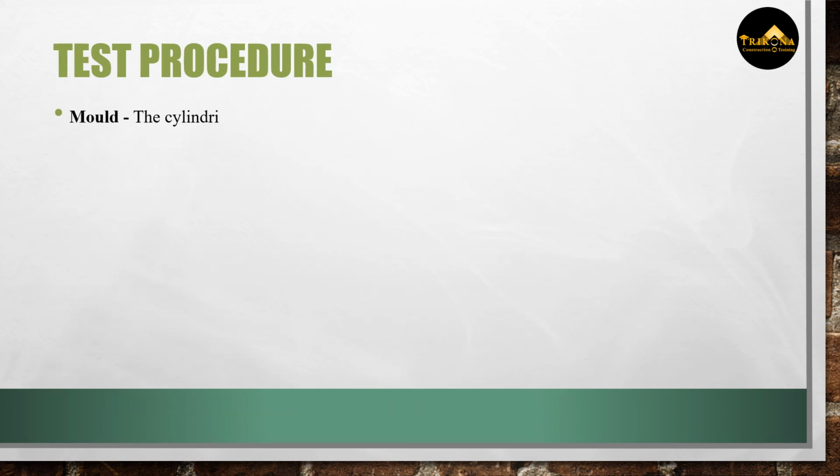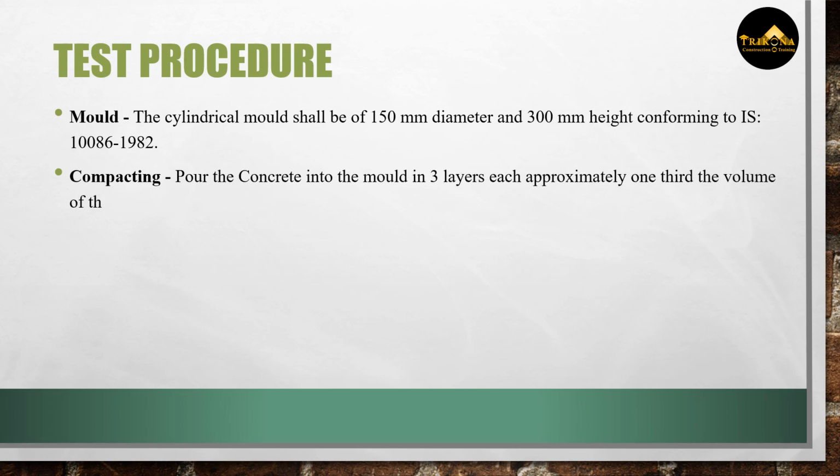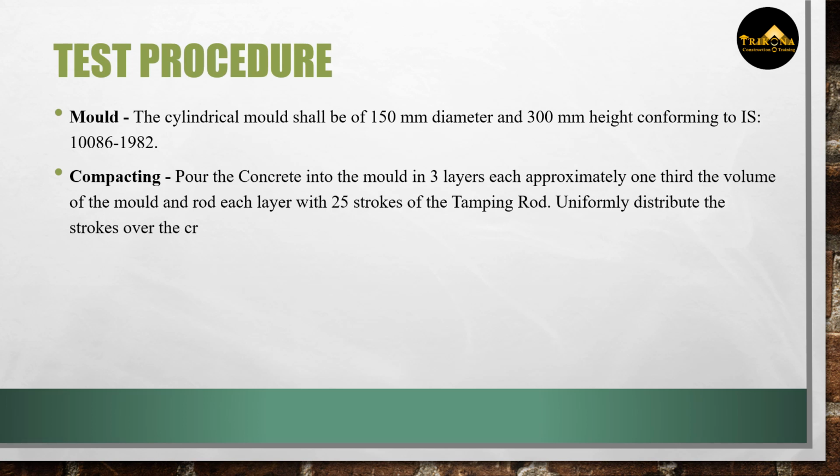Mold. The cylindrical mold shall be of 150 mm diameter and 300 mm height, conforming to IS 10086-1982. Compacting. Pour the concrete into the mold in three layers, each approximately one-third the volume of the mold, and rod each layer with 25 strokes of the tamping rod. Uniformly distribute the strokes over the cross-section of each layer.